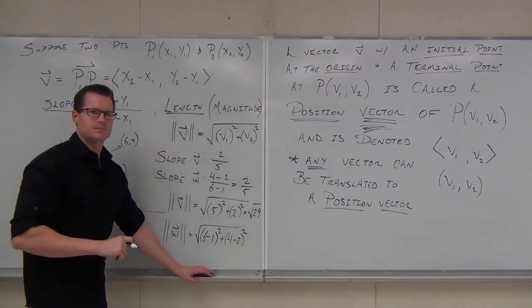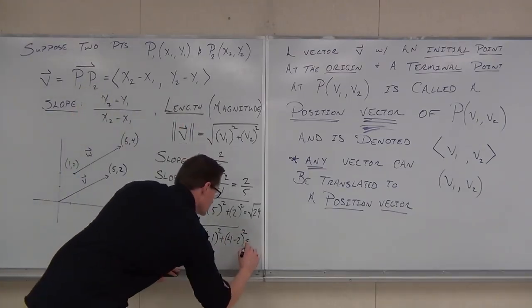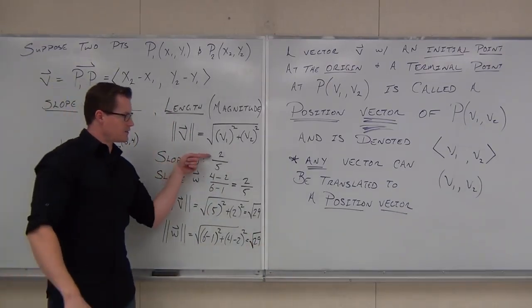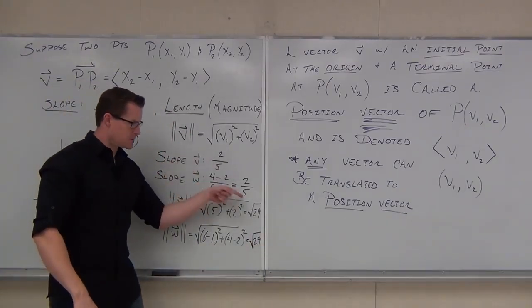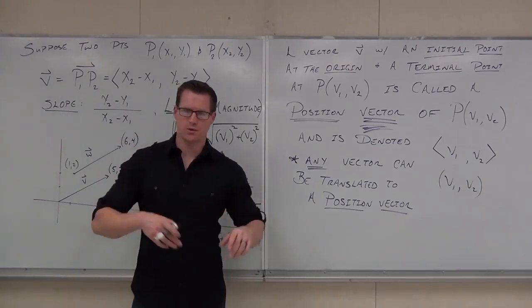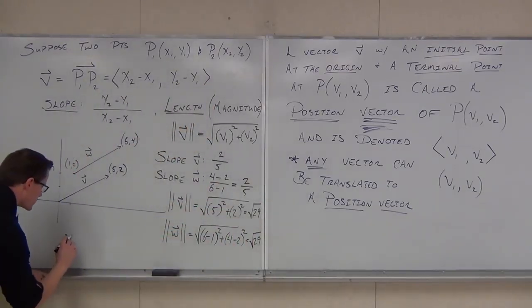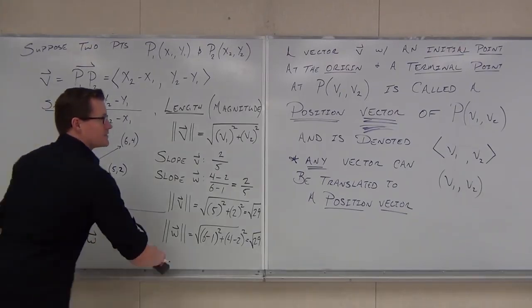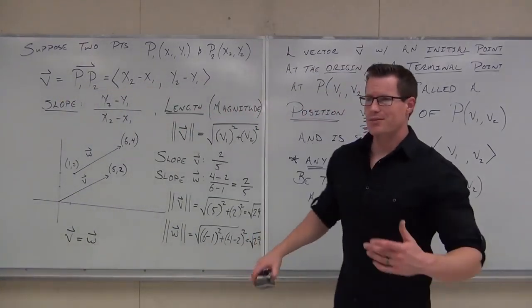Does it work out the same? Right here, this says, "Hey, same slope, same magnitude, these vectors are equal." And you can write that statement right down here. So we'd say vector V equals vector W. There's actually kind of a quicker way to do it. I'm going to show you that right now.